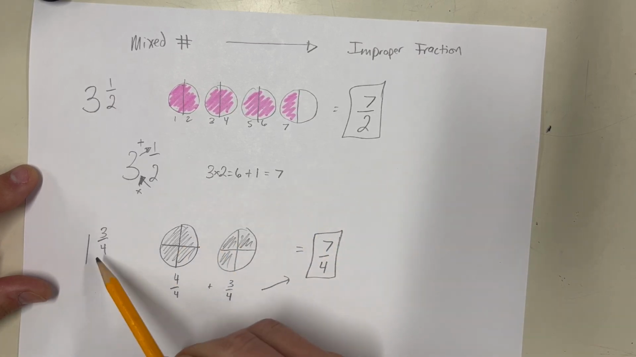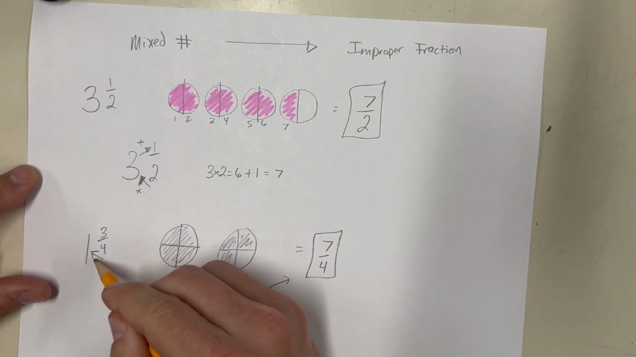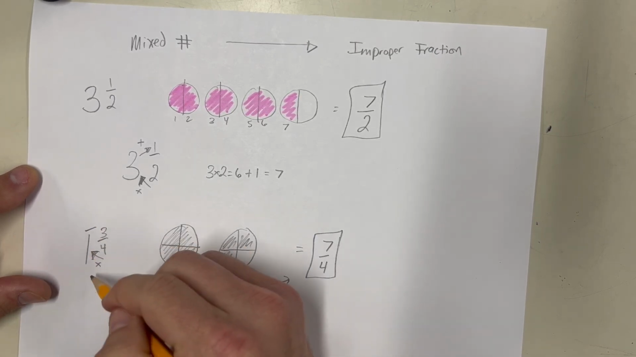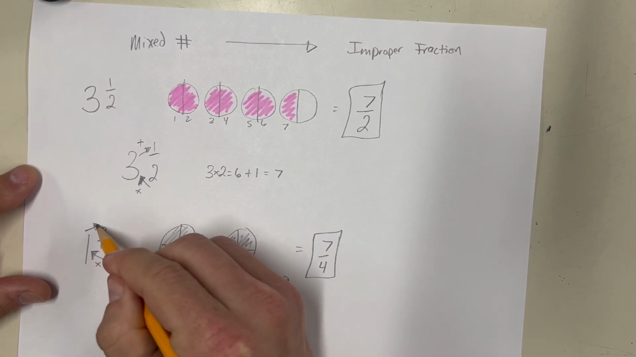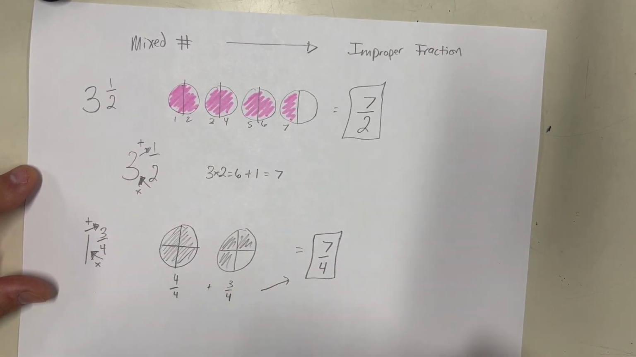And if we go back to looking at the process of using just the numbers, I can take 4 times 1, and then get 4, and then I can add the extra 3, which gets me 7/4. This is a way you can look at turning a mixed number into an improper fraction.